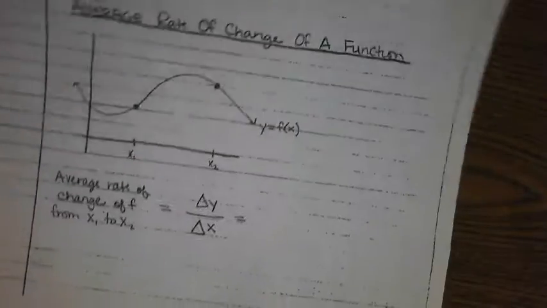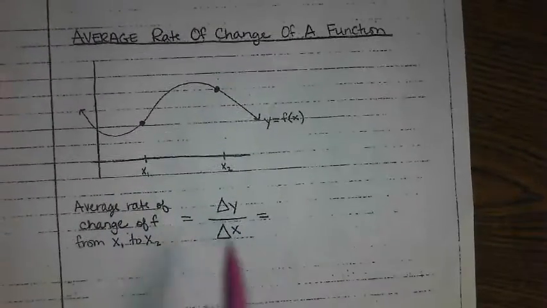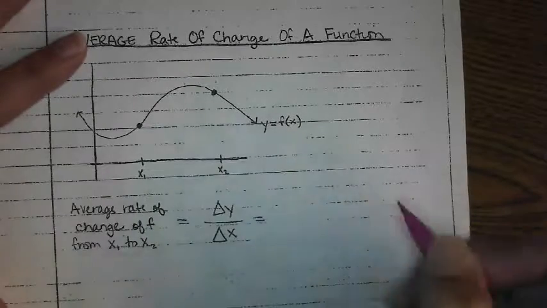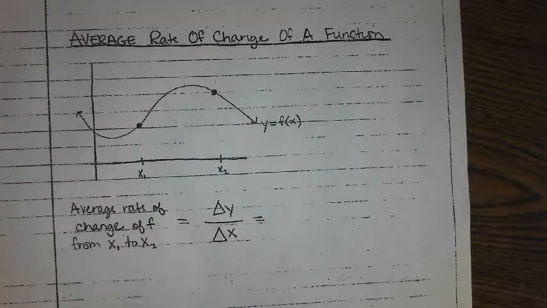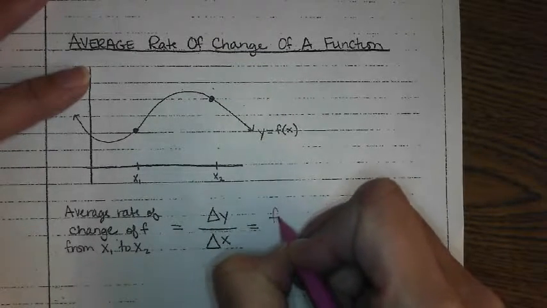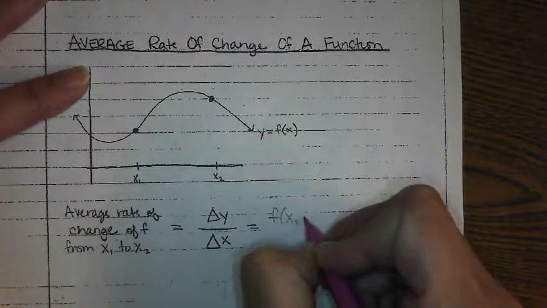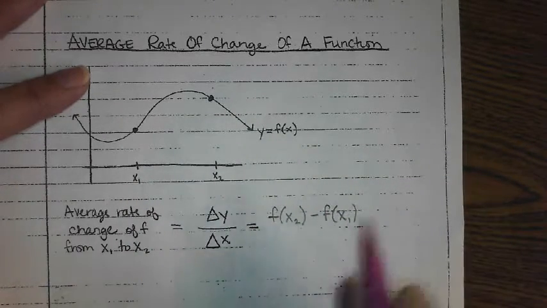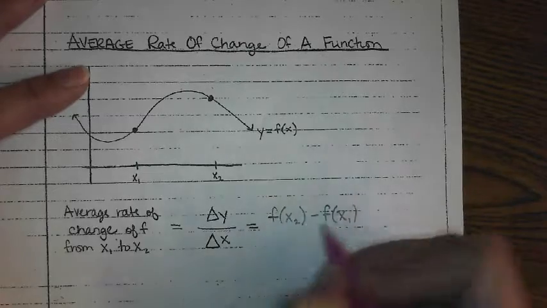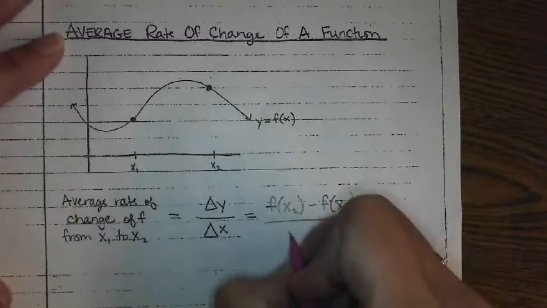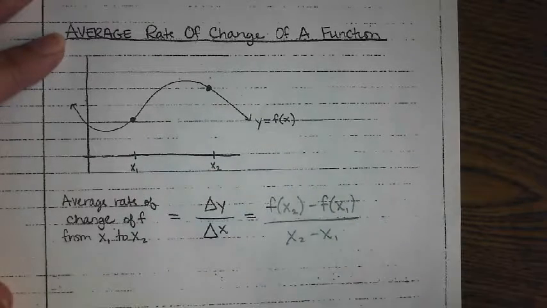So average rate of change. Again, like I said, you did this last year. It's just the change in the y over the change in x. In Algebra 1, you write y2 minus y1, right? But in Algebra 2 and beyond, it's f of x2 minus f of x1. That really means the same thing as y2 minus y1, but just the more advanced notation over x2 minus x1.